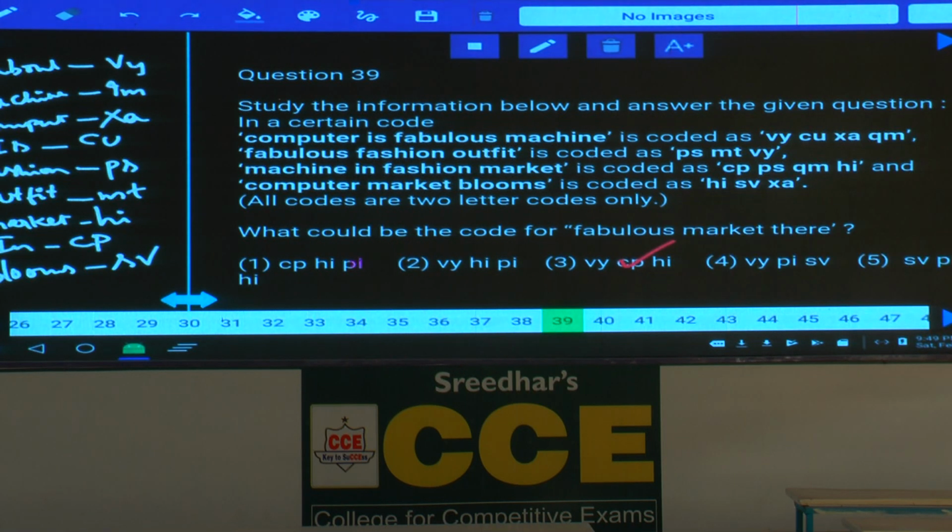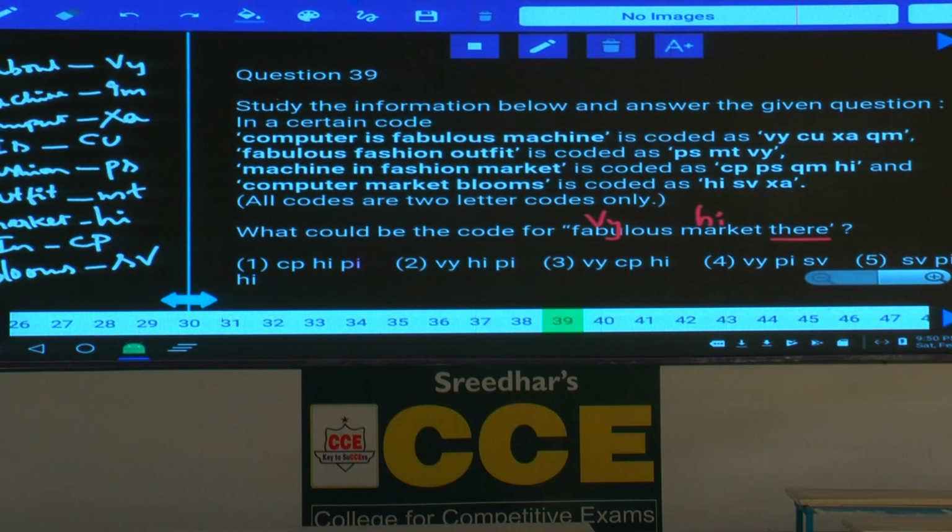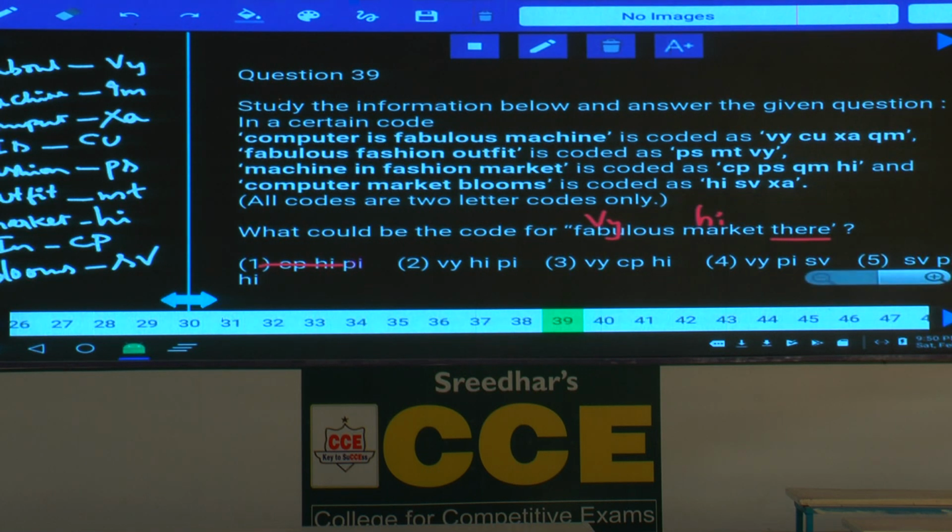Then question number 39. What could be the code for fabulous market there? Fabulous, tell me what is the code to this word fabulous? Fabulous is VY, and the code to the word market is HI, and there. Now tell me what is the code to this word there? The code to the word there is nowhere given in this one, isn't it? And the code to this word there should be any code other than the given codes. Now let us check the choices. VY HI. Now choice 1 cannot be your answer. Choice 2 there is a possibility. Choice 2 there is a possibility, isn't it? That's it. Hence either choice 2 or choice 3 can be your answer.